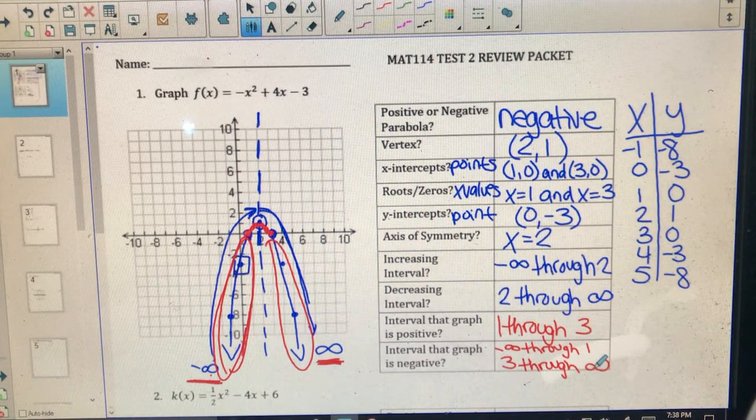Notice, increasing and decreasing are opposites of each other. It was increasing from negative infinity through 2, and if it stopped increasing at 2, it had to start decreasing at 2 through infinity. It's the whole interval. Then for positive and negative, same idea. If I look at negative first, from negative infinity through 1, it was negative, and then if it stopped being negative at 1, it had to start being positive at 1 through 3. And if it stopped being positive at 3, that means it started being negative again at 3 through positive infinity.